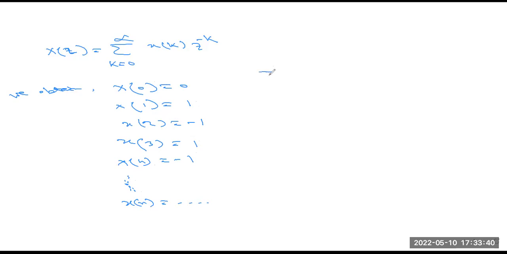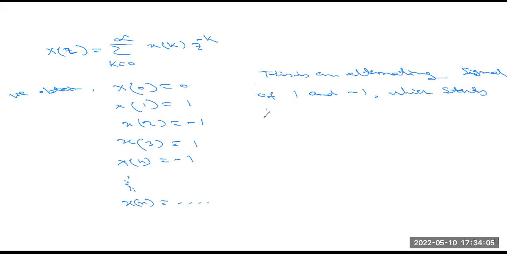So this is an alternating signal of 1 and minus 1, which starts from k equal to 1. Okay, so these are basically the processes. Just wait, I am coming in 1 minute.